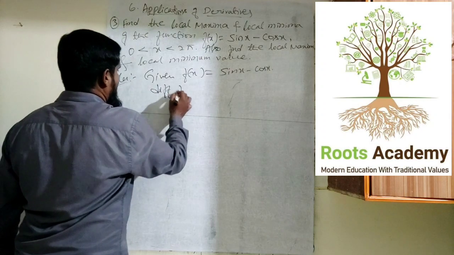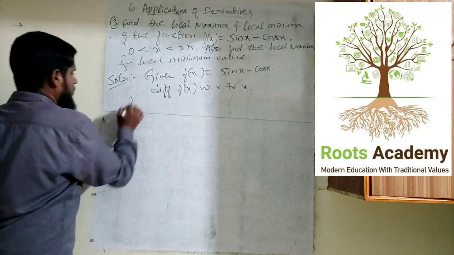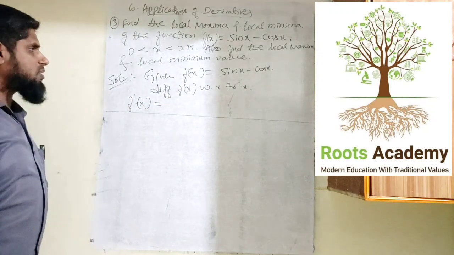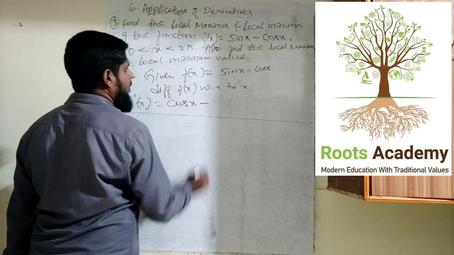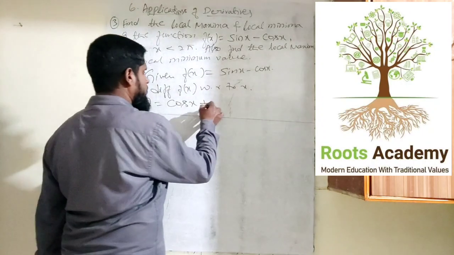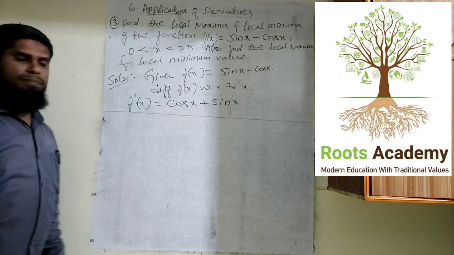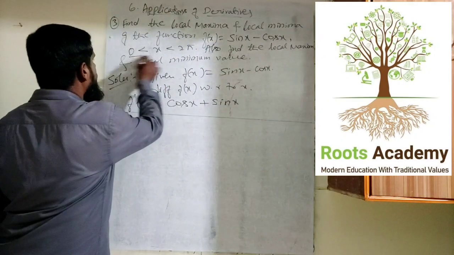Differentiate f of x with respect to x. So f dash of x is equal to, the derivative of sin is cos, minus the derivative of cos, which is minus sin, so minus into minus gives plus sin x. Let us find the critical points, and obviously our critical points are between this.